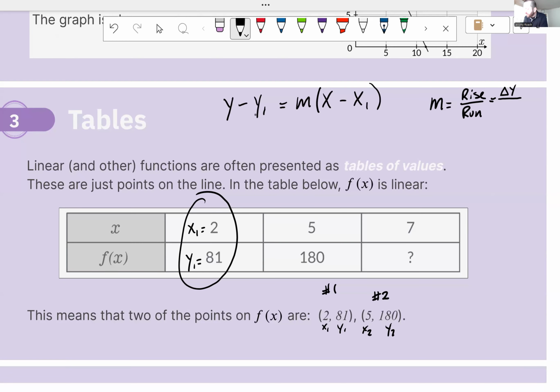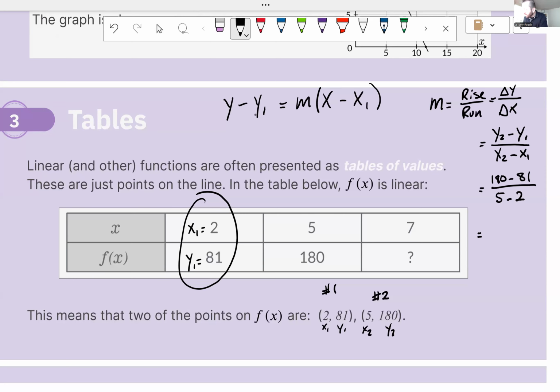And we write change in y as a delta. It's a triangle for delta, and delta x for change in x. Our change in y is y2 minus y1. Our change in x is x2 minus x1. So y2 minus y1 is 180 minus 81. x2 minus x1 is 5 minus 2.